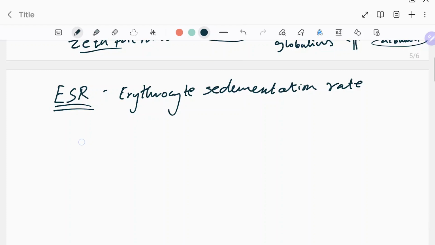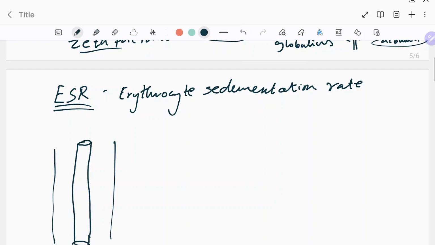We take your blood and we take these tubes over here, vertical tubes that are held in these stands. There are these stands that hold these tubes in place, so it's stabilized like this. And what we do is we just keep your blood in this tube. There are two different kinds of tubes: the Westergren and the Wintrobe tube. So you have two different kinds of tubes of different lengths, and the values are different for them.